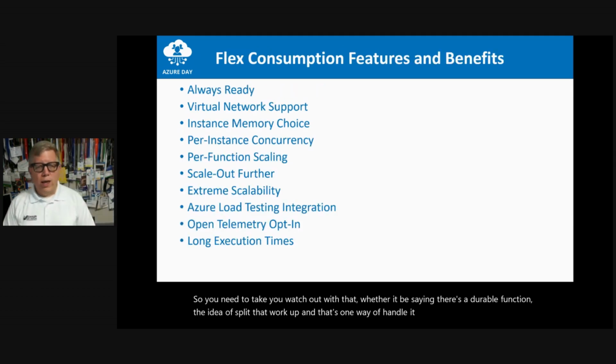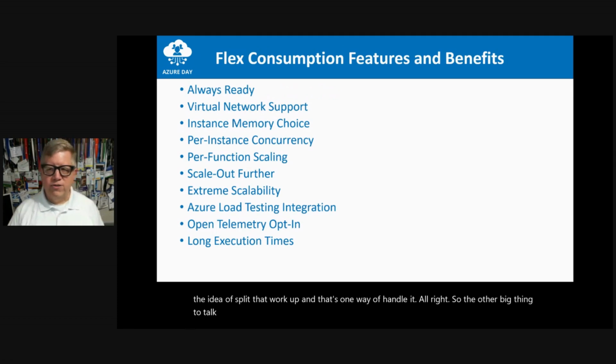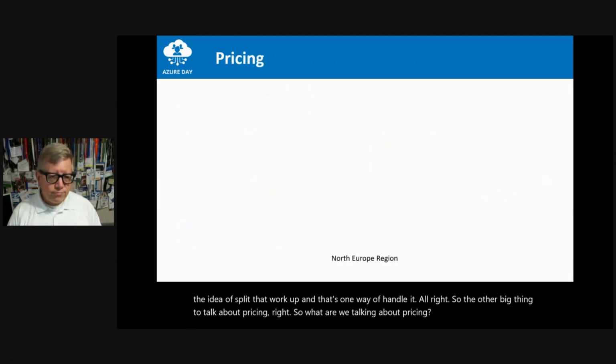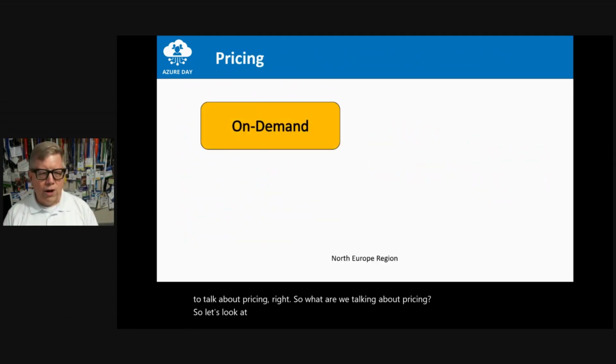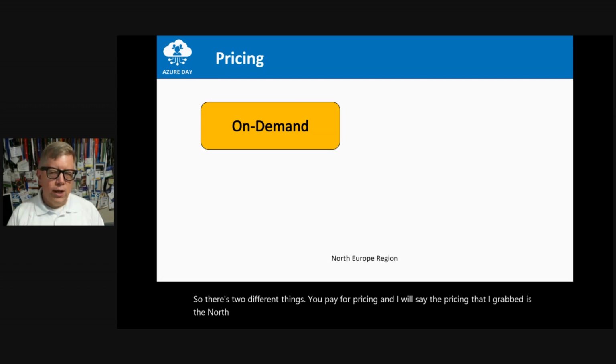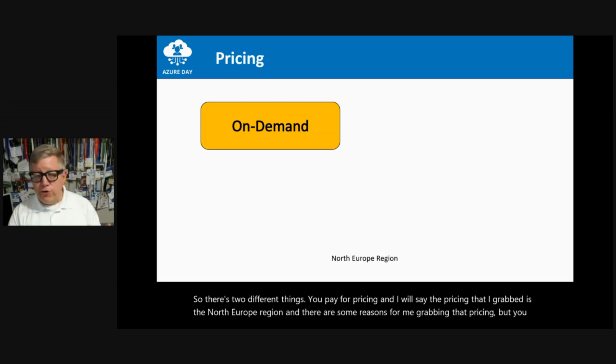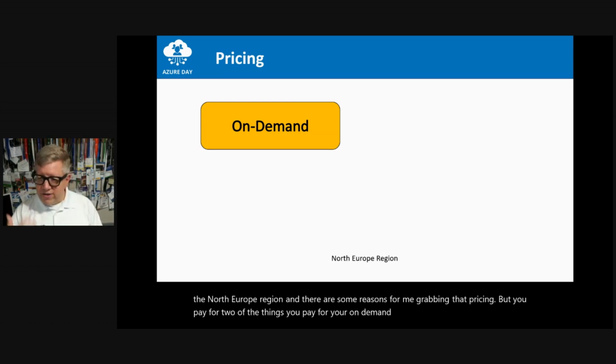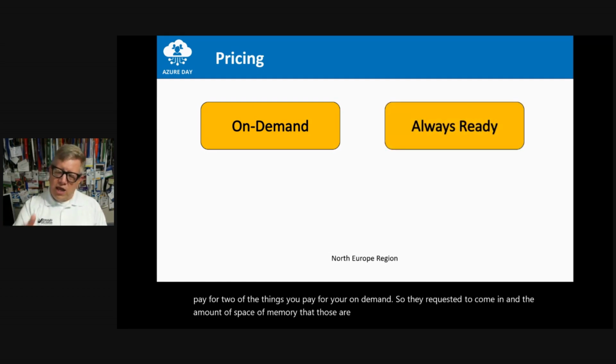All right. So the other big thing to talk about: pricing. Let's look at this, because I am running a little bit short on time here, but we'll be fine. There are 2 different things you pay for. And I will say the pricing that I grabbed is for the North Europe region, and there are some reasons for me grabbing that. You pay for your on-demand, so the requests that come in and the amount of memory those are using. And then, if you optionally turn on always ready, you're going to pay for that.